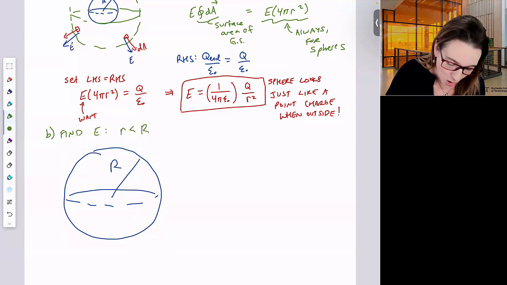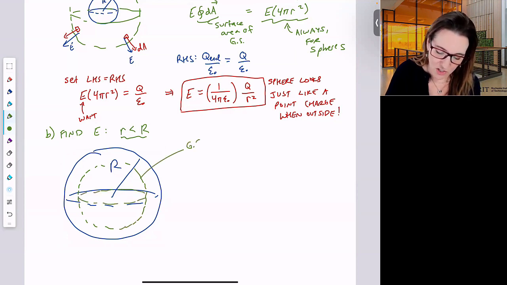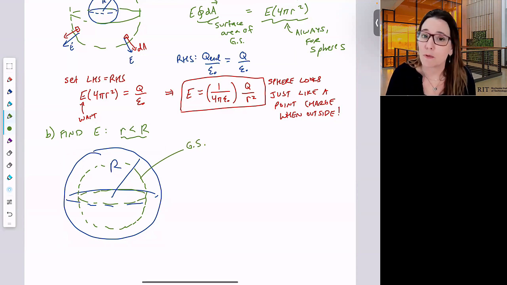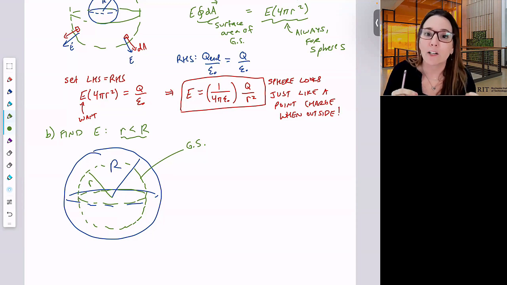Now, because I'm looking at r less than R, my Gaussian surface is going to be inside the thing. This is my imagined Gaussian surface, which I need because I need to be talking about flux lines through this surface and how much charge is enclosed in this surface. That's the heart of Gauss's law. And so we can see that it has some variable little r inside of it. That's going to allow me to find the electric field at some little r less than capital R.